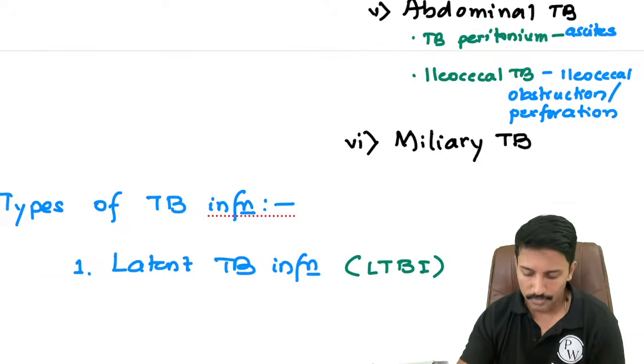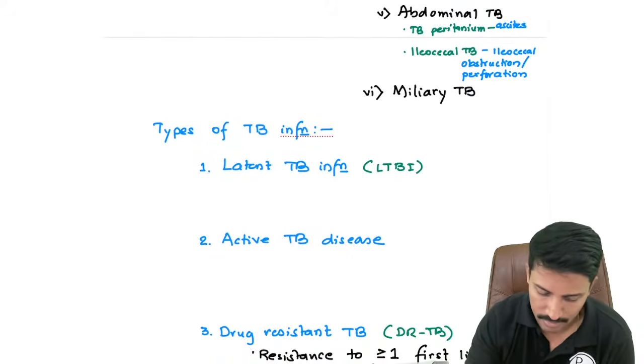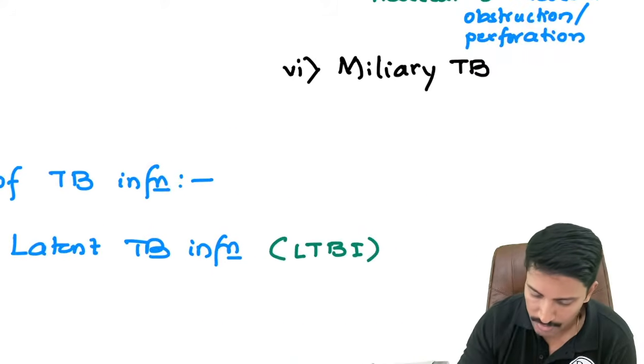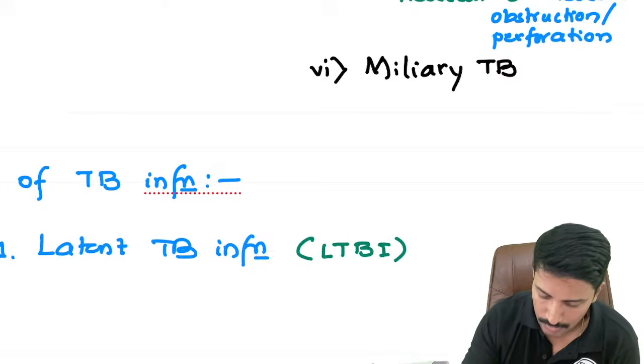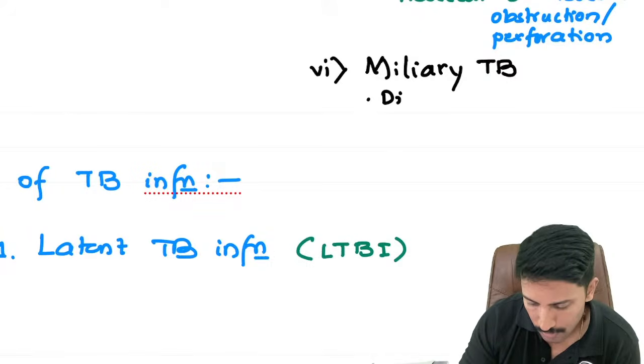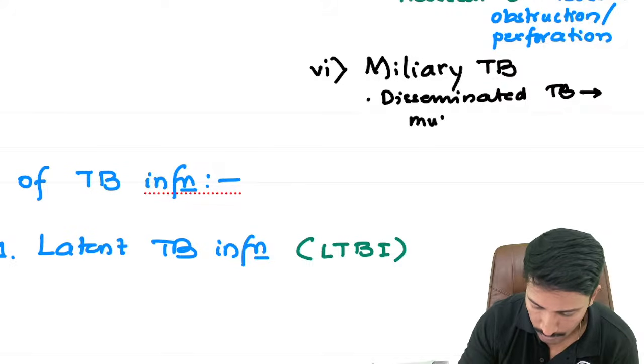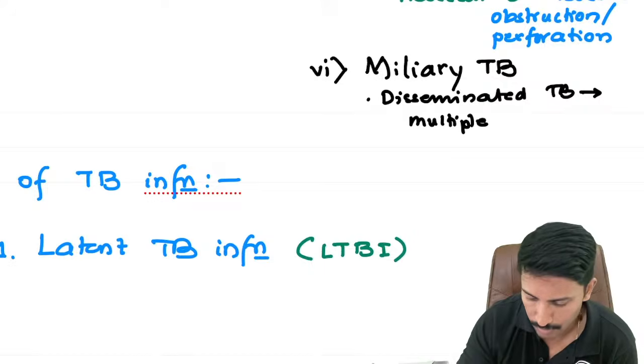Okay. Then we have something called as miliary TB. Okay. So what is this miliary TB? Miliary TB refers to disseminated TB presenting with multiple organ dysfunction.